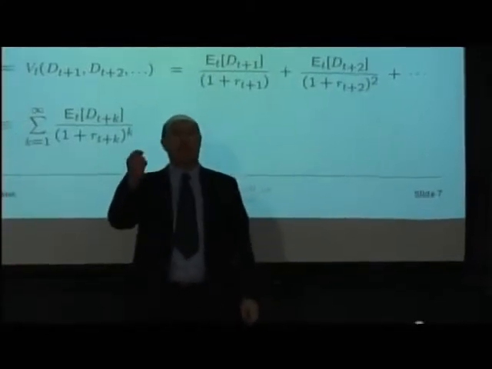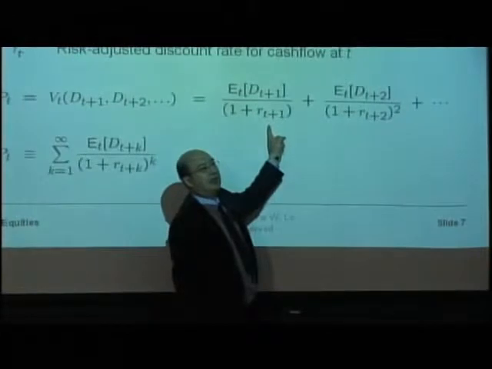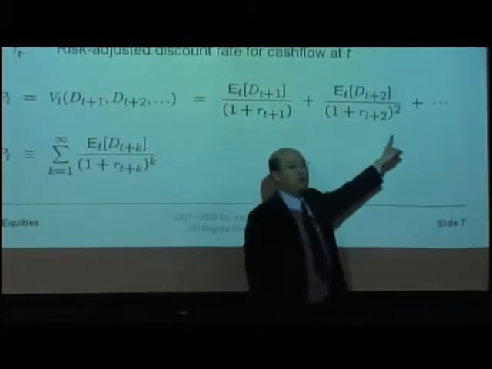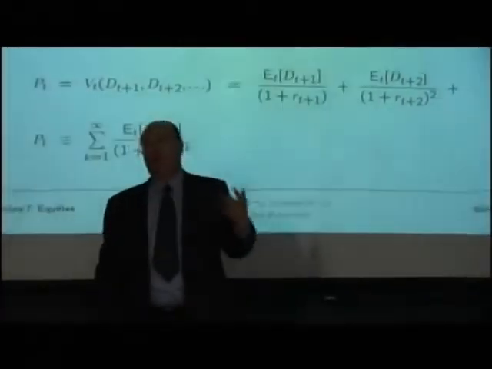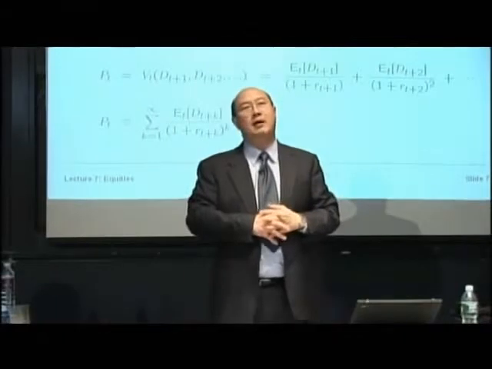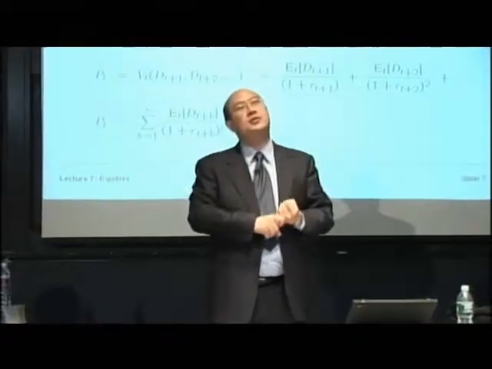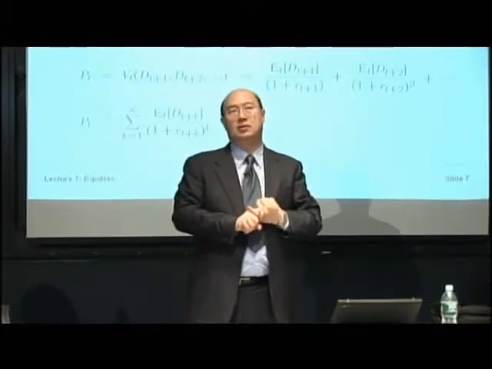Now you'll notice that the rate of return, this R, I've put a subscript t+1 and t+2 and so on. I'm explicitly recognizing the fact that the appropriate risk adjustment changes over time as market conditions change and as the business changes. Okay?